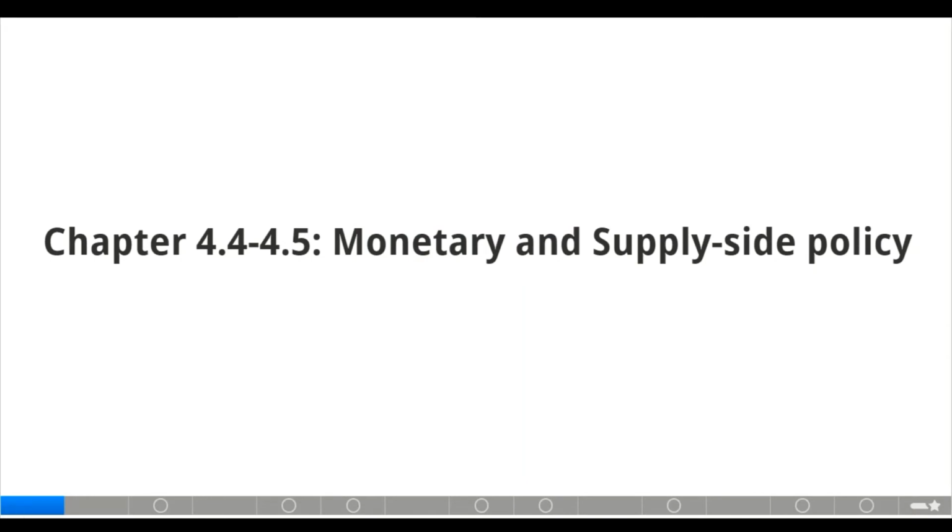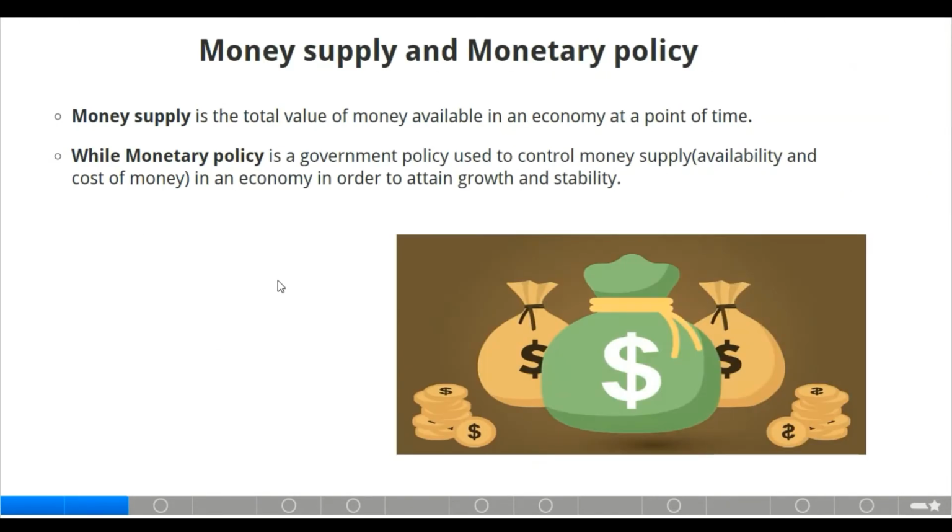In our previous class, we discussed what fiscal policy is. Now today we'll be discussing monetary and supply side policy. Moving to our next slide, we have what money supply and monetary policy is.